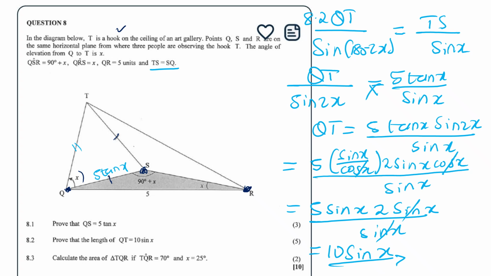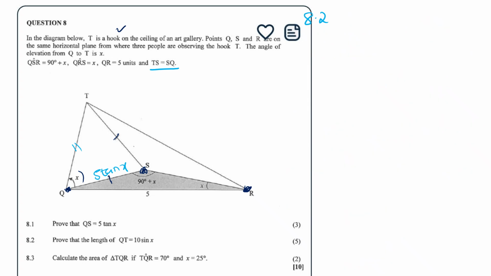Very good. So 8.3: calculate the area of triangle TQR, this large triangle here, TQR. To find the area of TQR, we're given that angle TQR is 70 degrees, and X is 25 degrees.